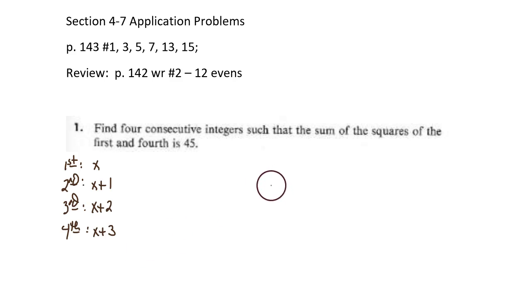Now let's reread to make an equation. The sum of the squares of the first, so that would be x squared plus, because the word sum means plus, and the fourth, so let's show the square of the fourth, x plus 3 squared, is 45, so equals 45. This equation fits this statement.